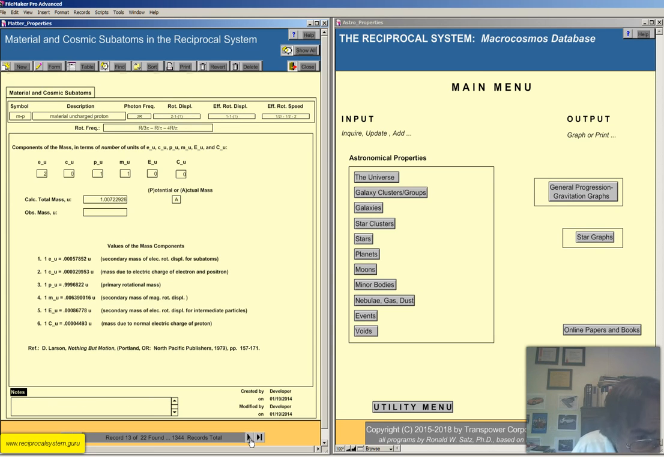material uncharged proton, and this is actual. Ordinarily, we observe protons, you know, with positive charge, but you can see here this is actual. So this combines 2 e sub u with 1 p sub u and 1 m sub u to get this. And then to get the material charged proton, which is what we ordinarily observe, we have 2 d sub u, 1 p sub u, 1 m sub u, and 1 capital C sub u. And then here's the answer. Okay, and that's actual, obviously.